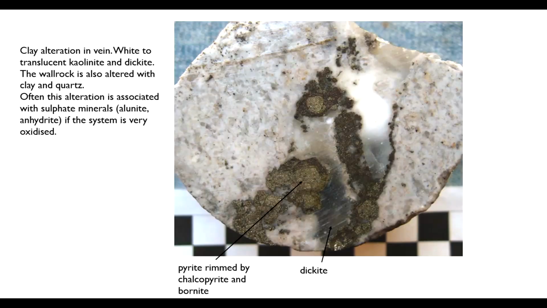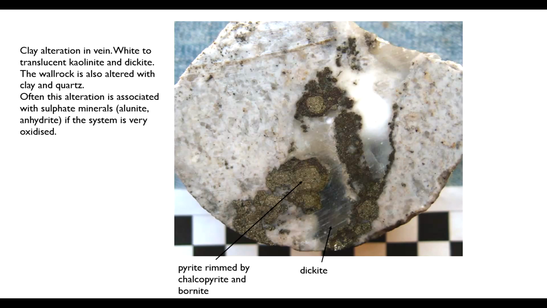Here's a nice example. So we have clay alteration in the vein. So we have white translucent kaolinite and dickite. Dickite is another clay, which is characteristic of advanced argillic alteration. But in this case, we also have pyrite, chalcopyrite, and bornite. So we're getting copper mineralization, iron sulfides, and bornite crystallization.